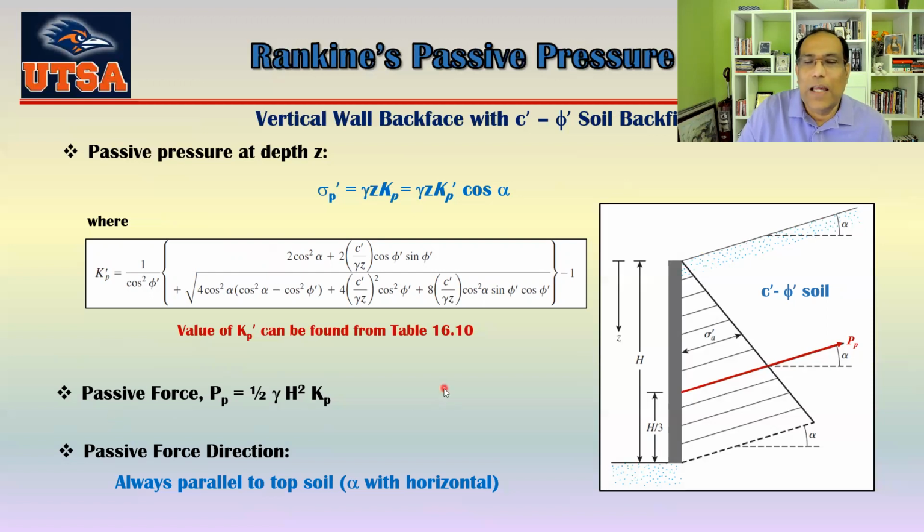Once you get your passive pressure, then basically your passive force would be half into gamma h squared Kp. And what about the passive force direction? It's always parallel to the topsoil, meaning alpha with the horizontal. So it doesn't matter whether this is CP soil or granular soil. The direction and the passive force equation are the same, only the pressure equation is different for granular soil and CP soil.